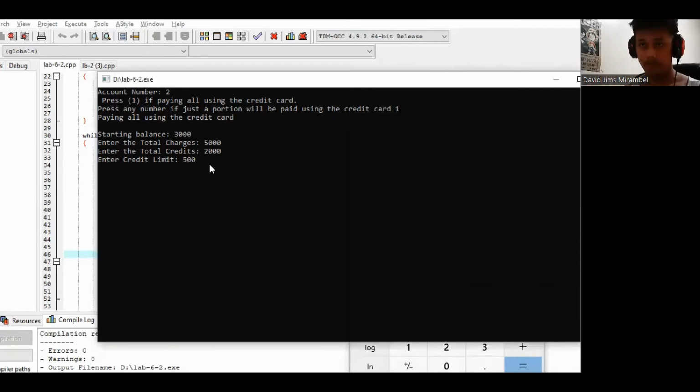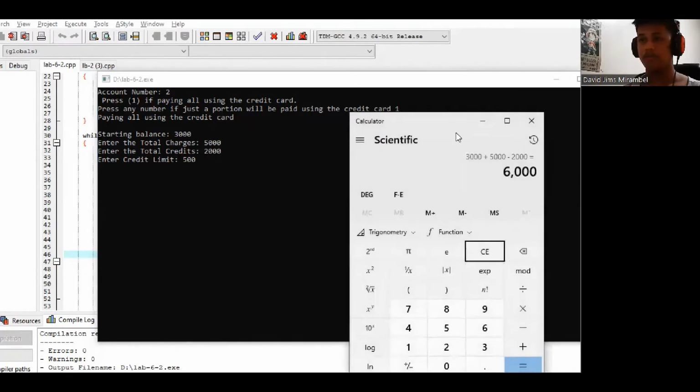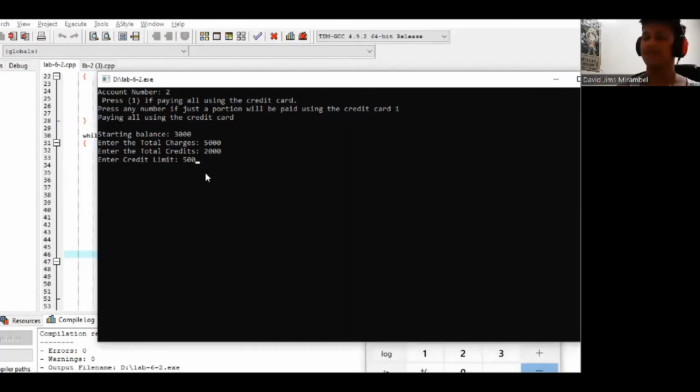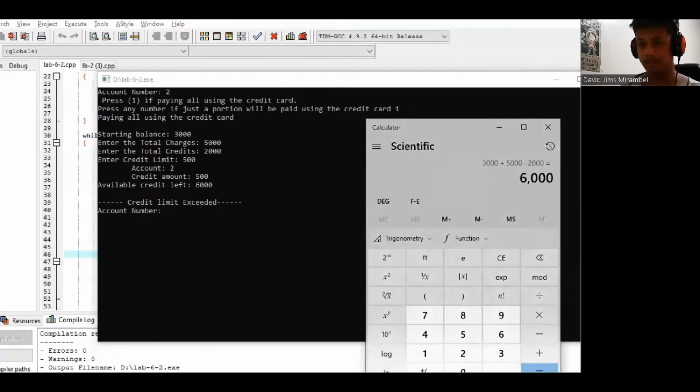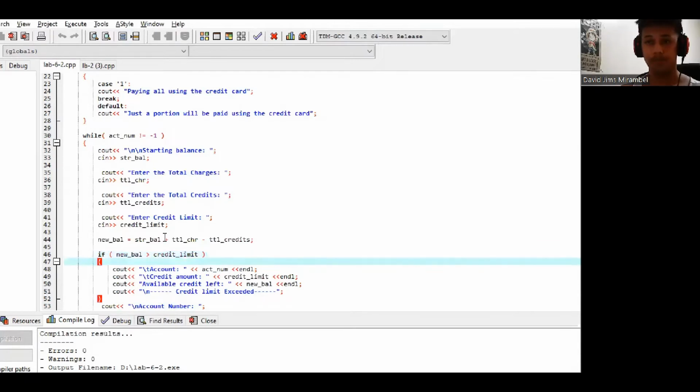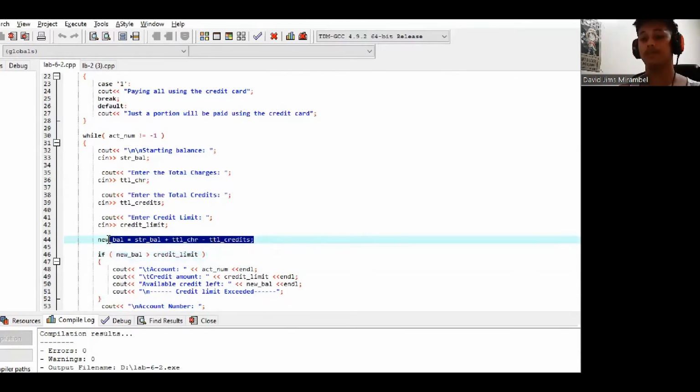So enter first. And this is my result for my solving of the available credit left. Alright, enter. And yes, we have the same answer. So as you can see, it's accurate and it's following the formula right here.